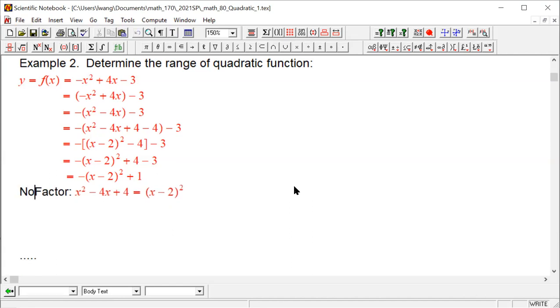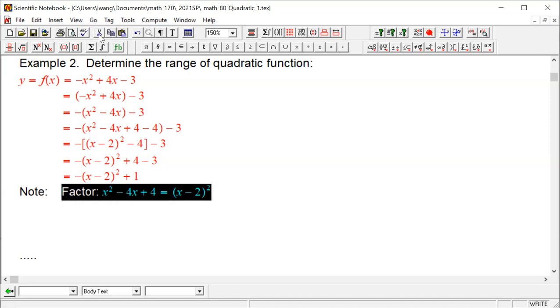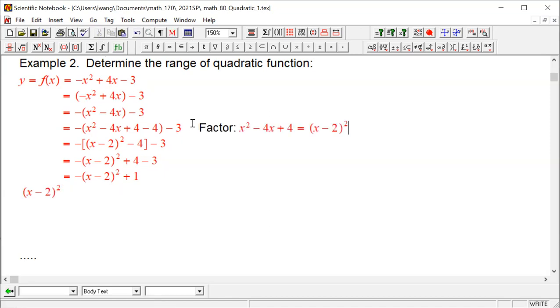Okay, so here we just want to put a little note. You can factor, just to explain this, maybe I will just put this on the side. Okay, so that explains the reason why we add 4 and subtract 4 at the same time.